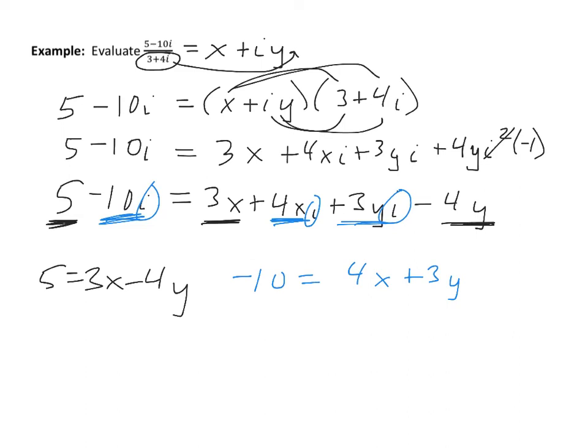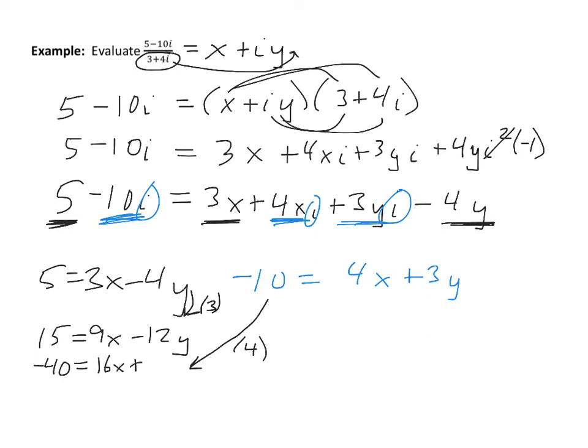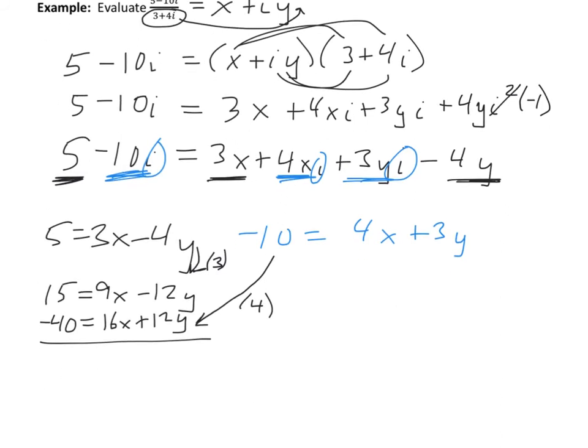Okay. So now that I'm here, I need to solve this. So I'm going to do this by elimination. I'm going to multiply this first equation by, let's get rid of the y first. So I'm going to multiply this one by 3. Doing that's going to get me 15 equals 9x minus 12y. And then I'll multiply this one by 4, because that'll make the y's sort of cancel out. So negative 40 equals 16x plus 12y. And these are big numbers. I'm really hoping this is going to work out nicely for us.